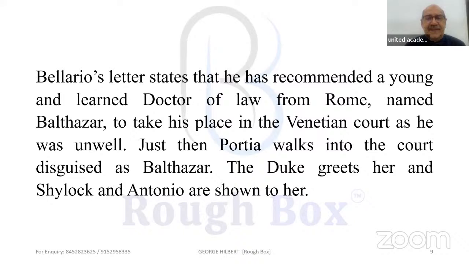Bellario's letter states that he has recommended a young and learned doctor of law from Rome named Balthazar to take his place in the Venetian court as he is unwell. Just then, Portia walks into the court disguised as Balthazar. The Duke greets her, and Shylock and Antonio are also shown to her. Remember, when the Duke greets her, she is disguised as a judge and in male attire. She's wearing men's clothes, so you can't make out she's a lady.